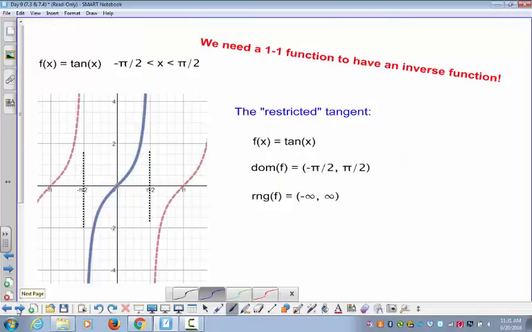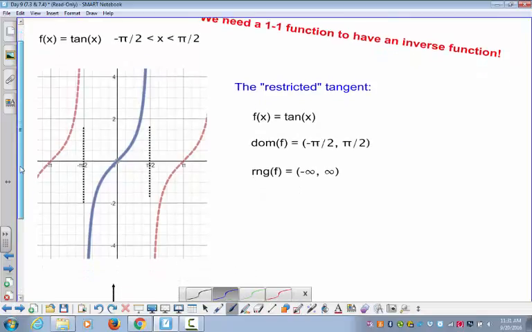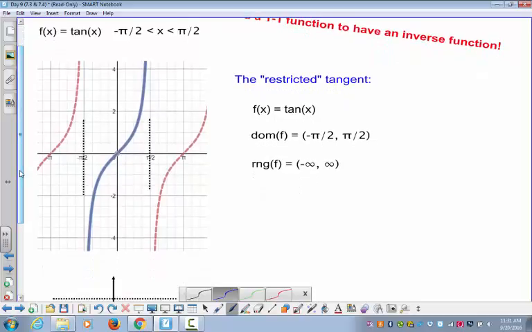Inverse tangent. So for tangent, we look at the largest piece that is 1 to 1. The largest piece that's 1 to 1 is from -pi/2 to pi/2. Here we don't include the endpoints because we have asymptotes there. But that restricted part of tangent is 1 to 1, that middle piece there.